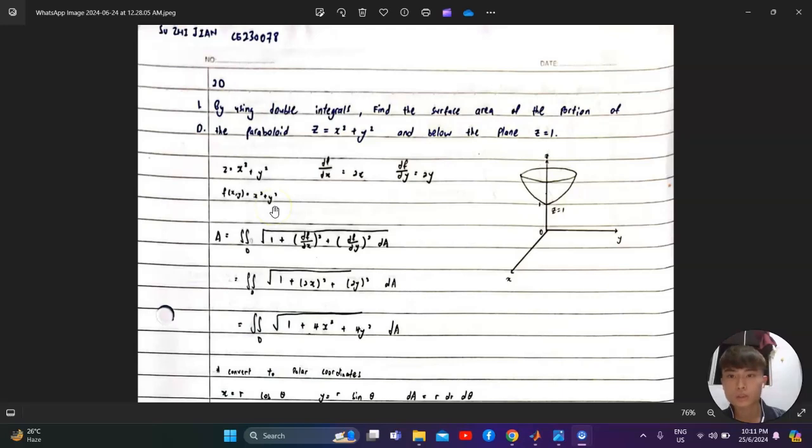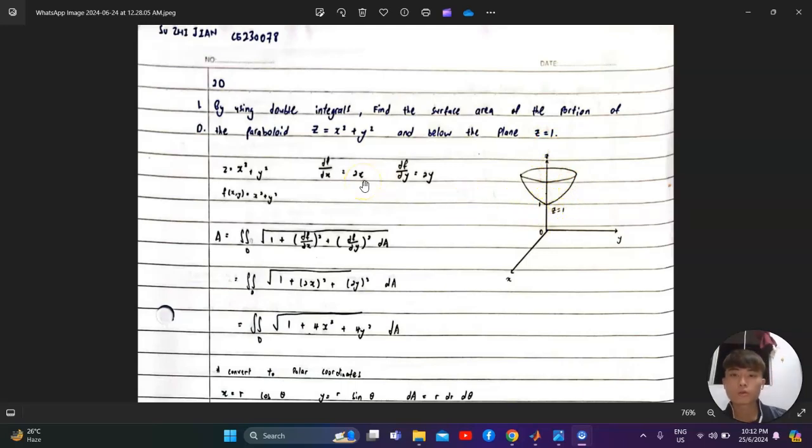Number 3 is C23078. So I will present question number 2D. By using the double integral, find the surface area of the portion of the paraboloid z equals x power of 2 plus y power of 2 and below the plane z equals 1. According to the question given, the paraboloid will become like this, and z is equal to 1. So z is equal to 1 is correct.